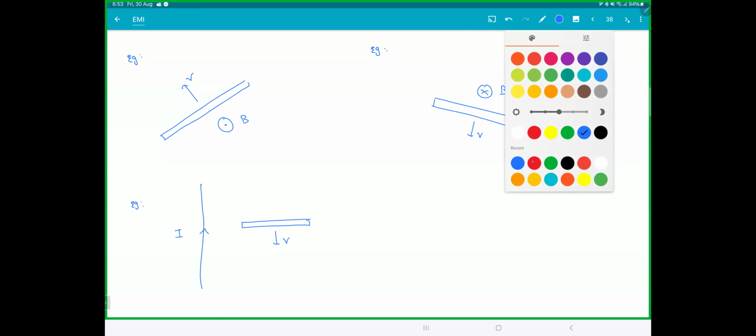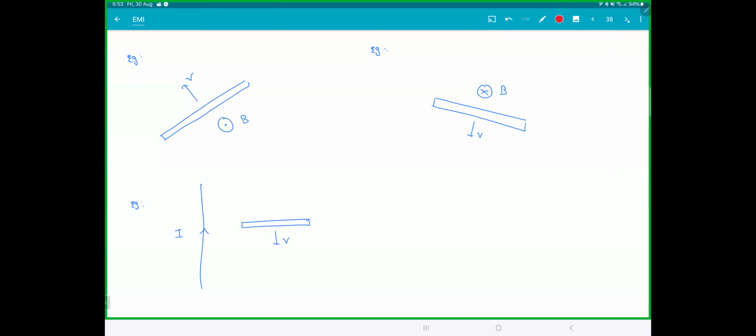So for the first one, what we do? Assume a positive charge Q. This is going with V cross B. So this side is the force. So this is the positive terminal. This is the negative terminal. Make sense?